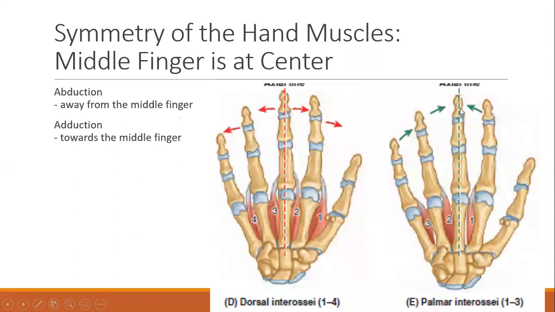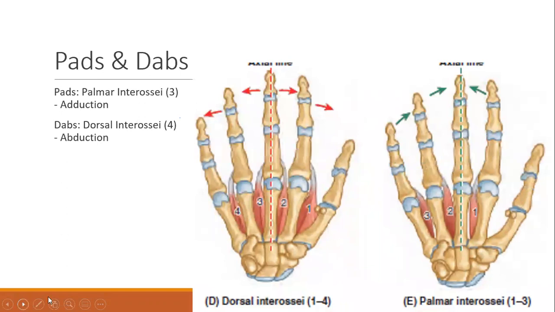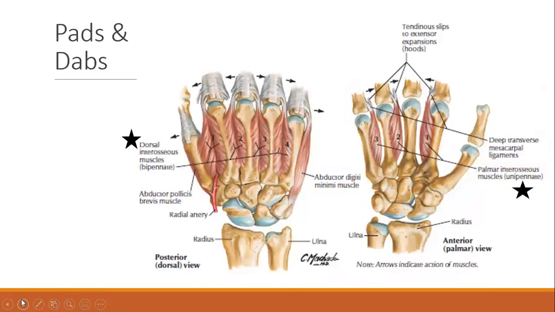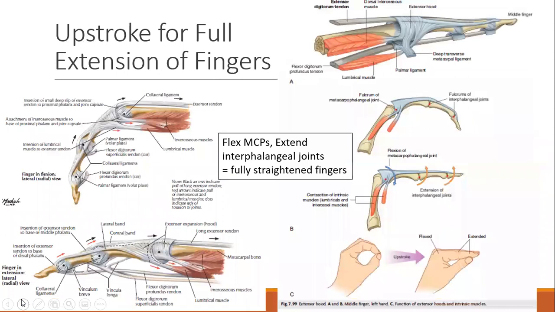Okay, and then again, talking about symmetry of the hand, abduction versus adduction, all about the middle finger. Okay, and your PADs and your DABs. Okay, we talked about this. And then this is just talking about the actions of the lumbricals for full extension of the fingers.